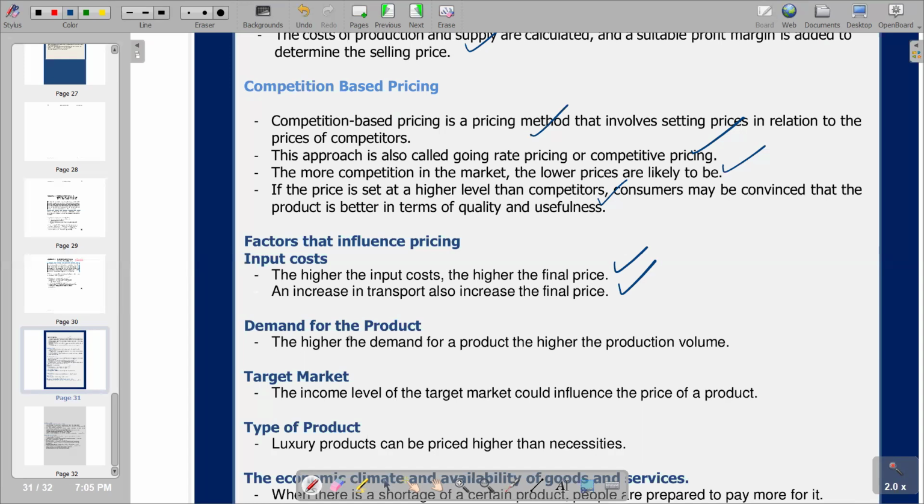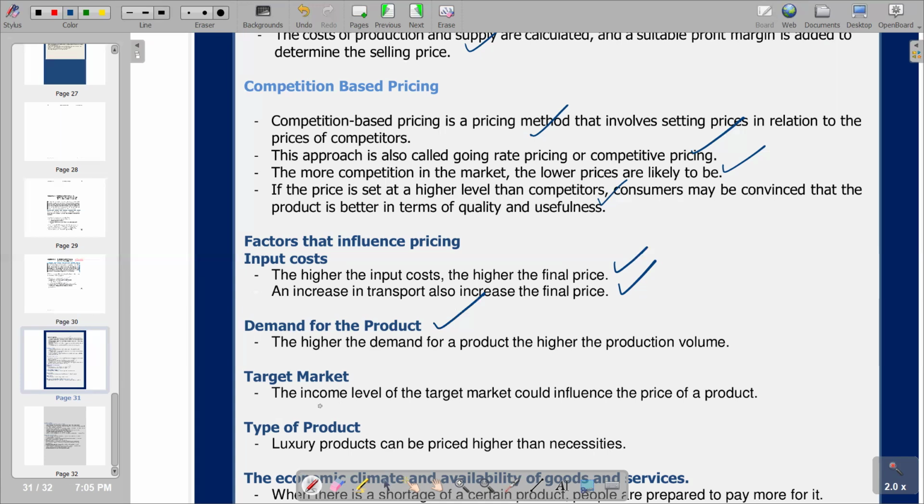So we go to the next point, which says demand for the product is a factor that is influencing pricing again. If demand is high, according to the forces of supply and demand, it means the price is going to go up. The point says the higher the demand for the product, the higher the production volume. According to the movements of supply and demand, if demand increases, price is also going to increase. So this is going to be a demand-pull adjustment that takes place, and price will go up. Demand for the product also is a factor that influences our pricing.